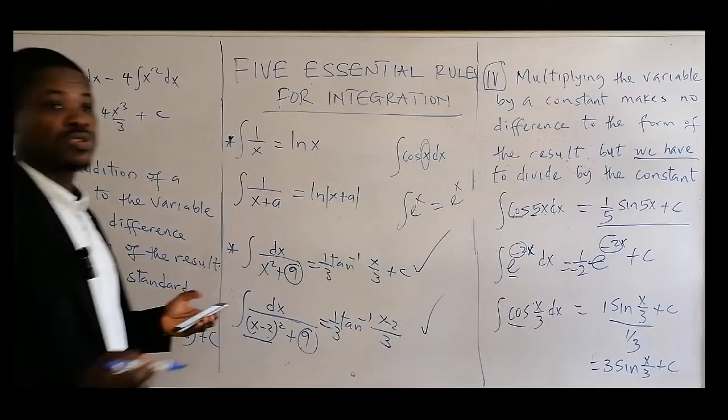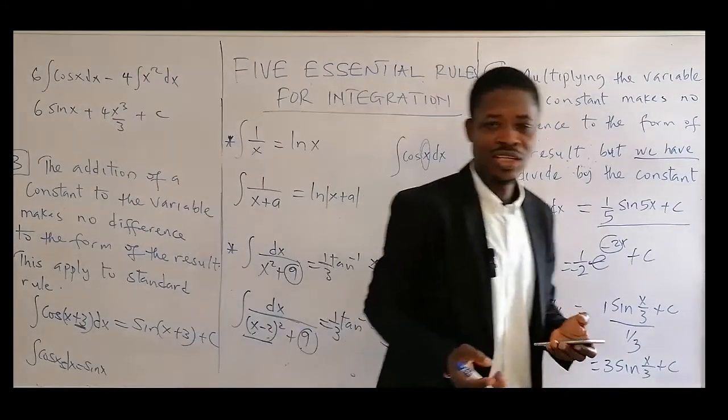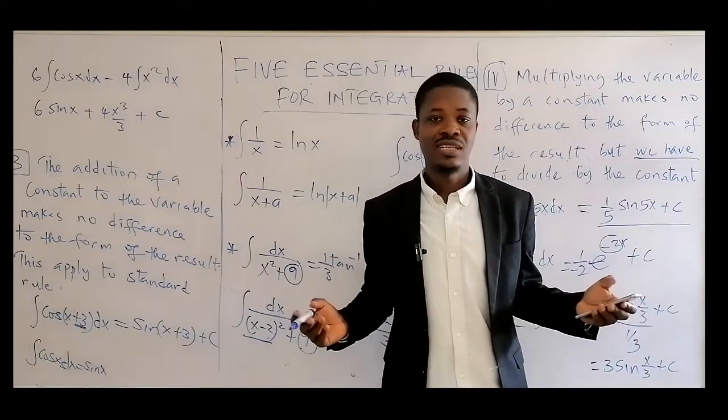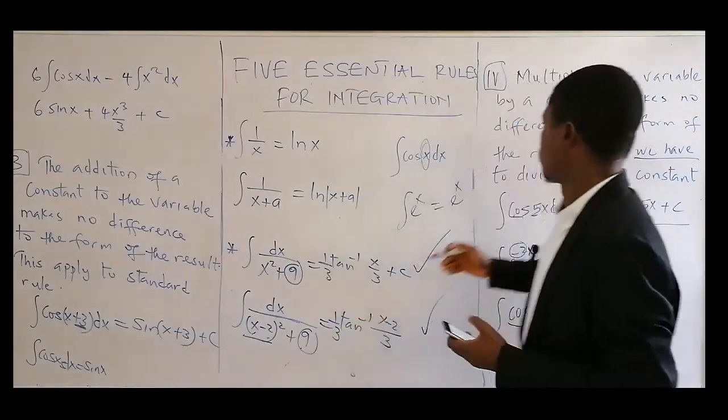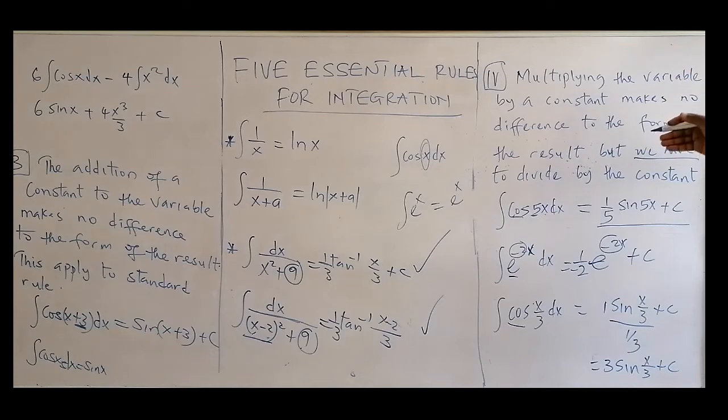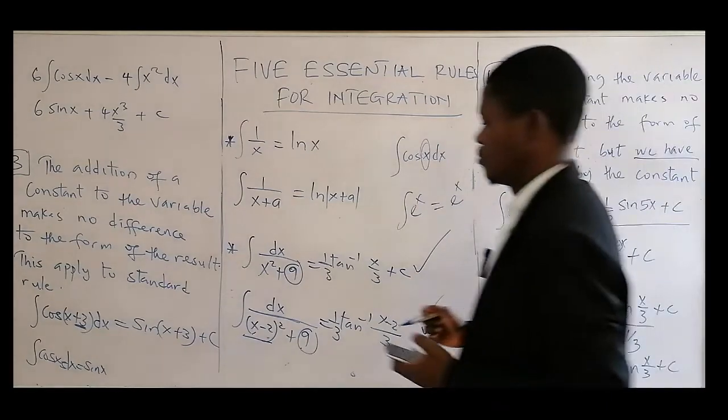If you follow the rules, it makes work easy. If you don't follow the rules, you get the wrong answer. All these 5 rules are very crucial. We've stated 4 now, so it remains 1. But before we go to the last one, let's take more examples on the fourth rule.